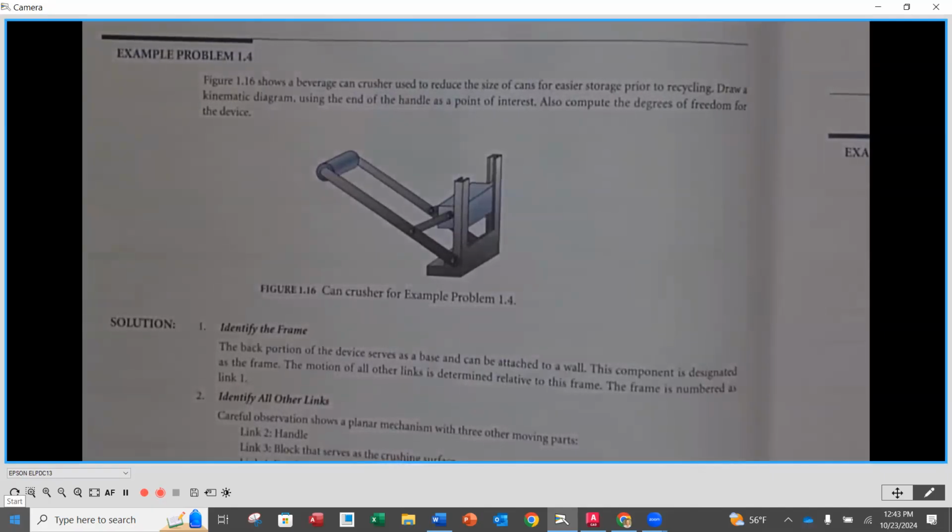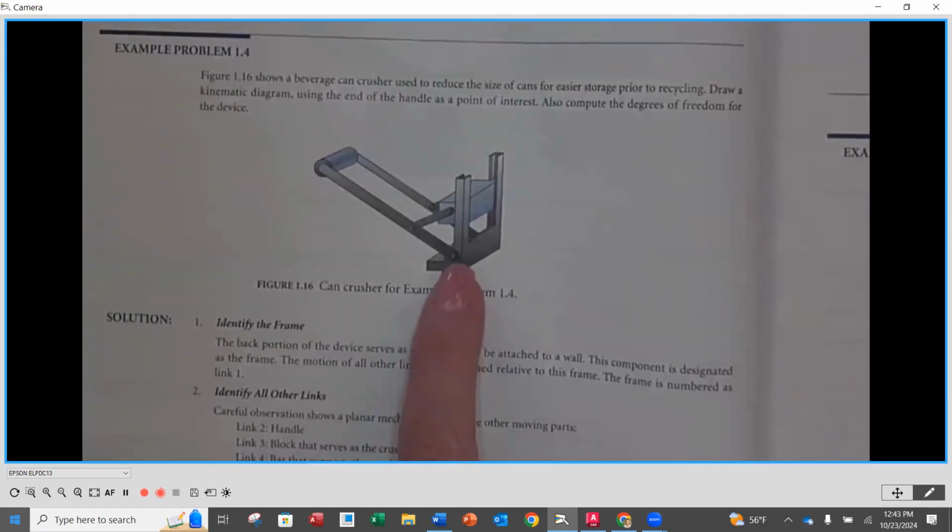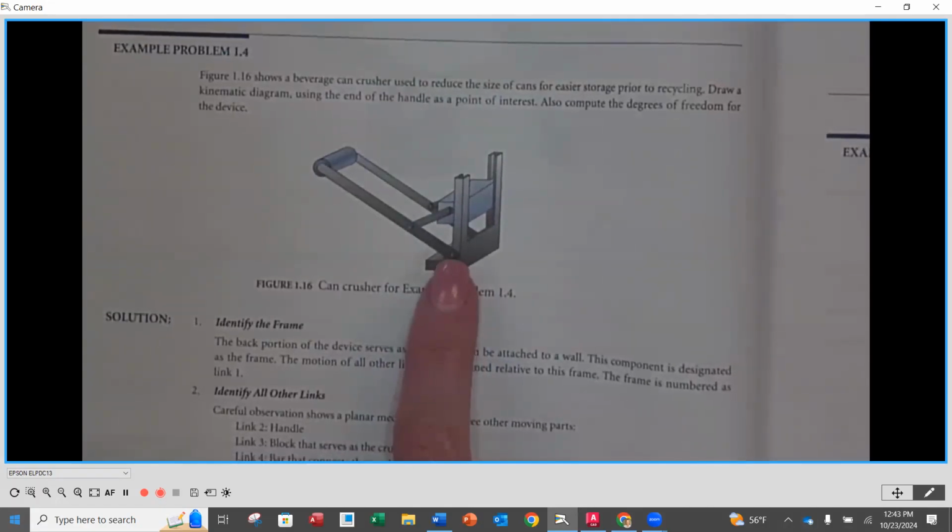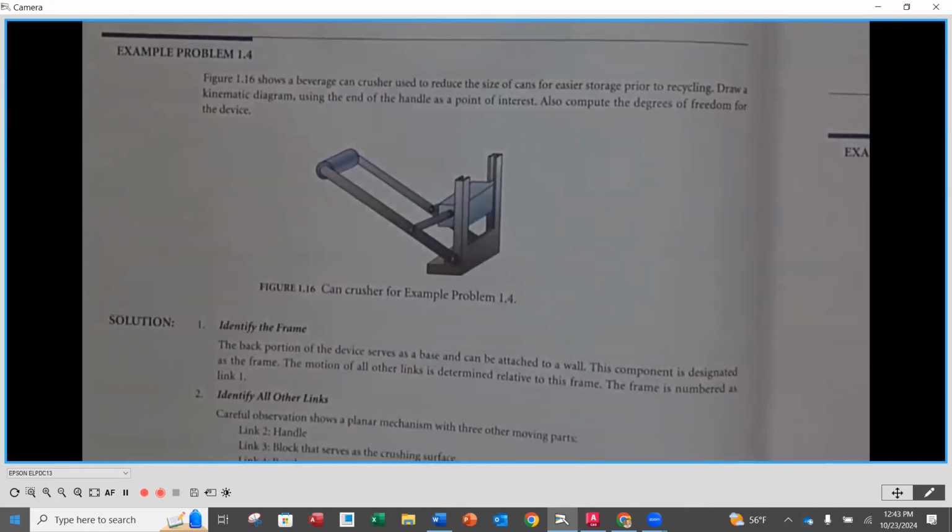So as you're looking at this, first step is always going to be identify your frame. So what are the parts or the connections that are not going to be moving? And the handle right here, that's going to be a frame member for you, so you'll use that as one of those symbols. Okay, let's start going over it together.